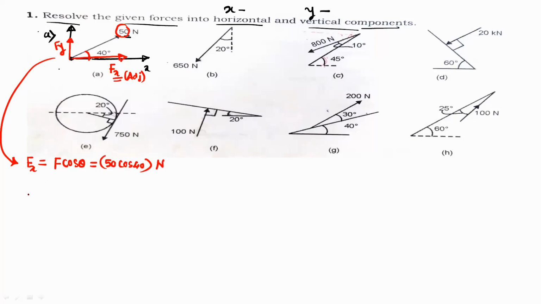If you solve 50 cos 40, you can get the exact value. Right now just write down 50 cos 40 Newton, and it is acting along the positive x direction. So you can specify the direction. The y component is equal to F sin theta, which is 50 sin 40, acting along the positive y direction. So these are the components for the first case.